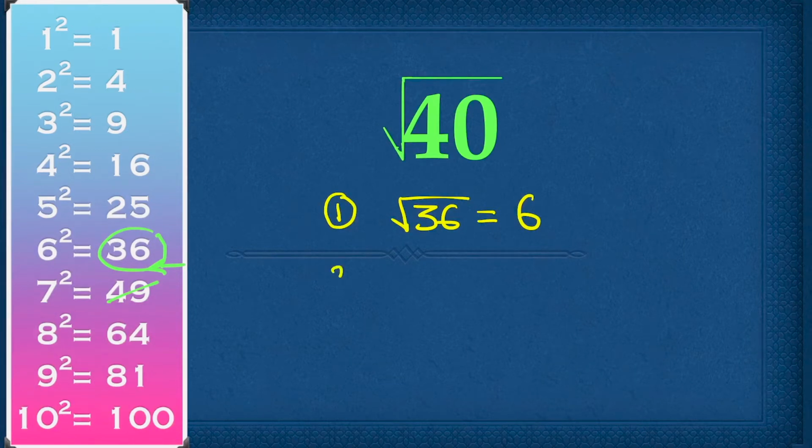Now let's go on to the second step. The next thing we have to do is take away the original number from 36. So we have to do 40 minus 36, which is going to be 4. Okay, so now this is the second step.